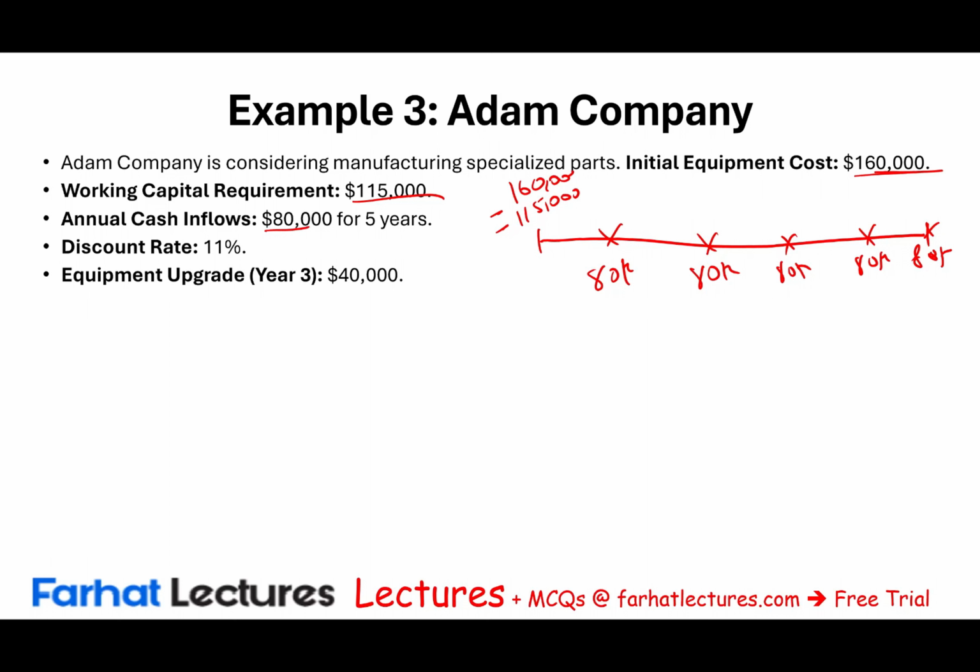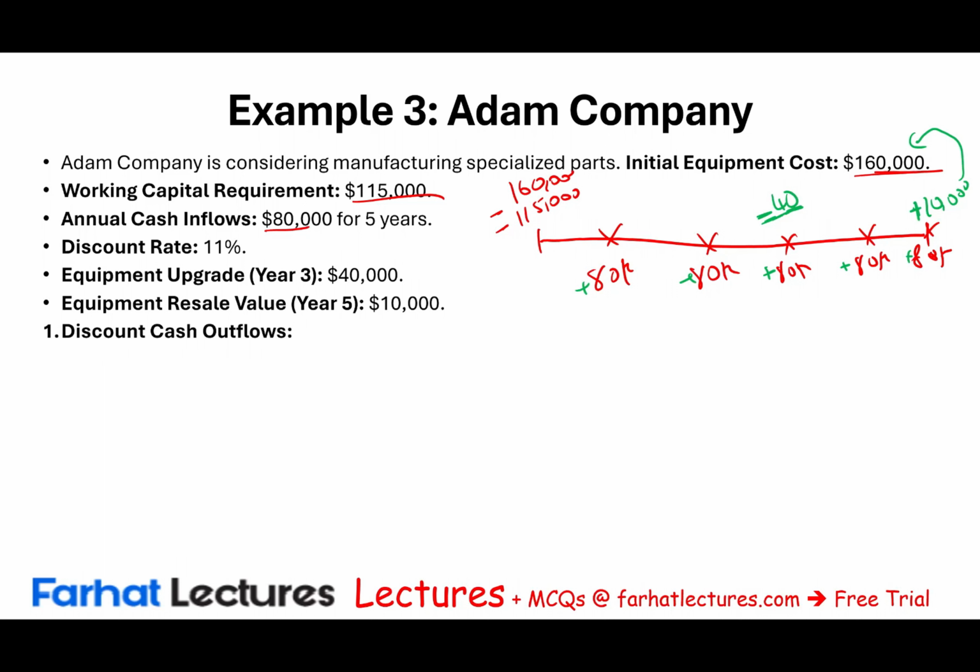Year three, we have to do an equipment upgrade and we have to pay 40,000. So notice this is negative 40,000. This is positive, positive, positive, positive, positive, the 80,000, the negative 40,000. And at the end of the 5th year, guess what? We're going to get $10,000 for this equipment. For the $160,000 equipment, we can sell it for $10,000.